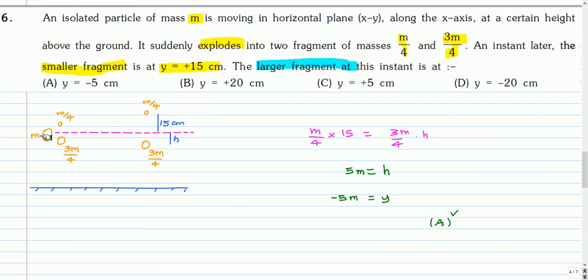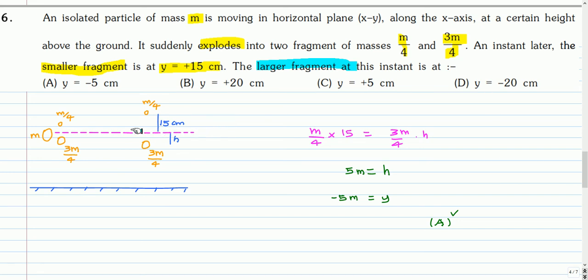So initially a fragment of mass m explodes into two parts, m by 4 and 3m by 4, until a later instant when m by 4 is at distance 15 centimeters, 3m by 4 will be at a distance say h. We have to find this h. The center of mass position will not change because there is no external force acting on the system. So initially the center of mass is at that height, so it will continue to remain at the same height.